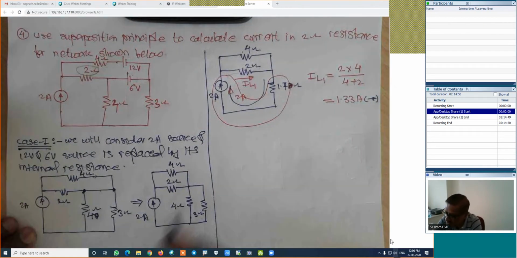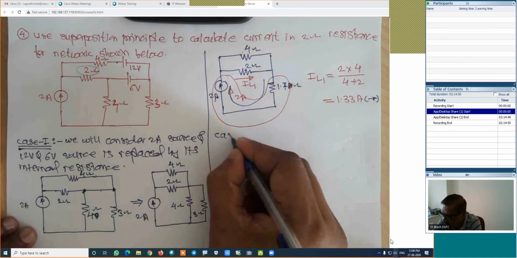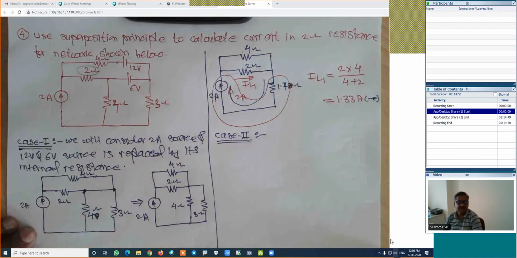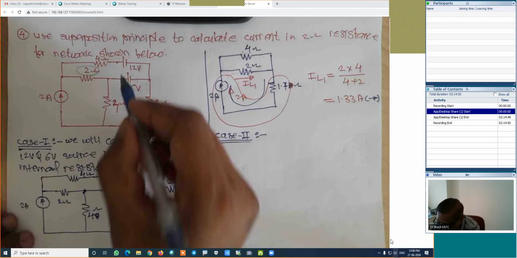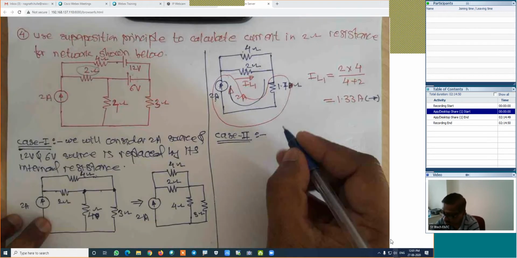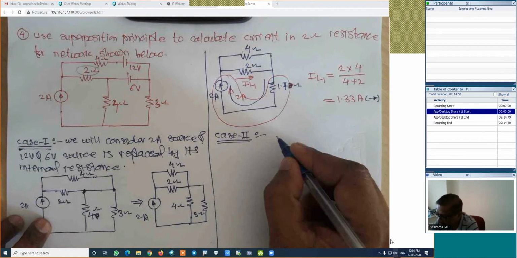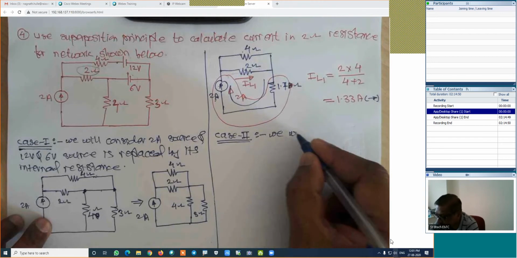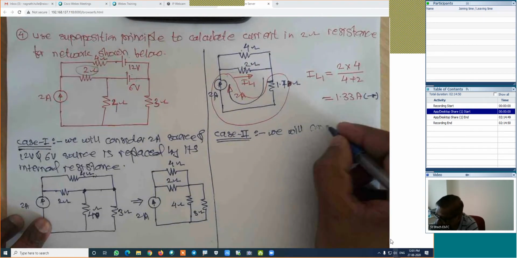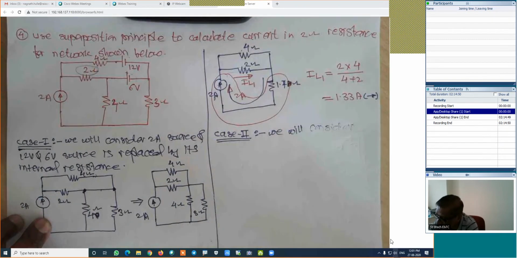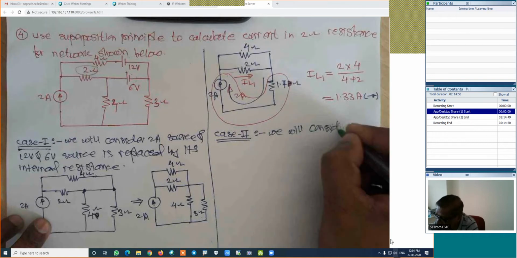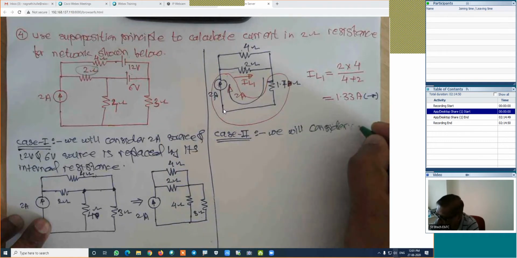Is it right? I will now consider the case 2. Second case, which is the case 2. Now, in the case 2, we will consider this 12 volt source.